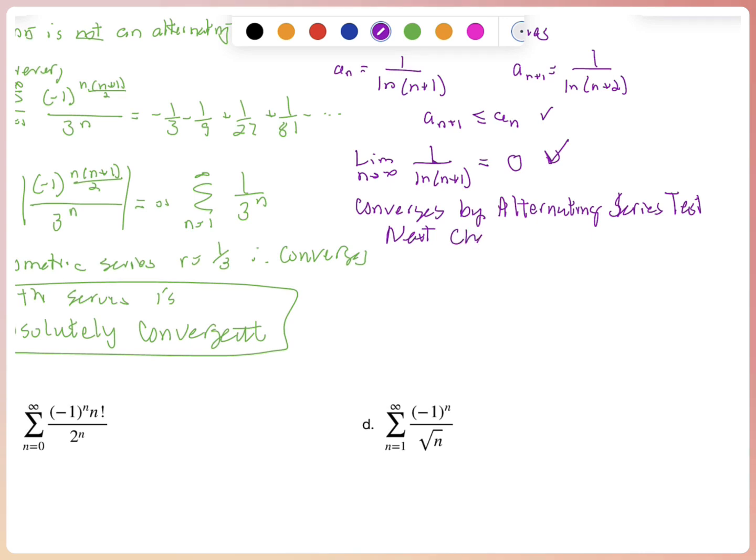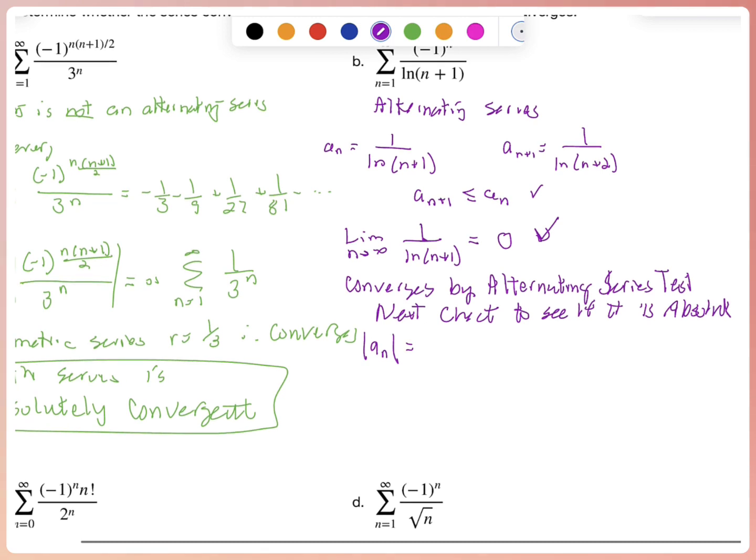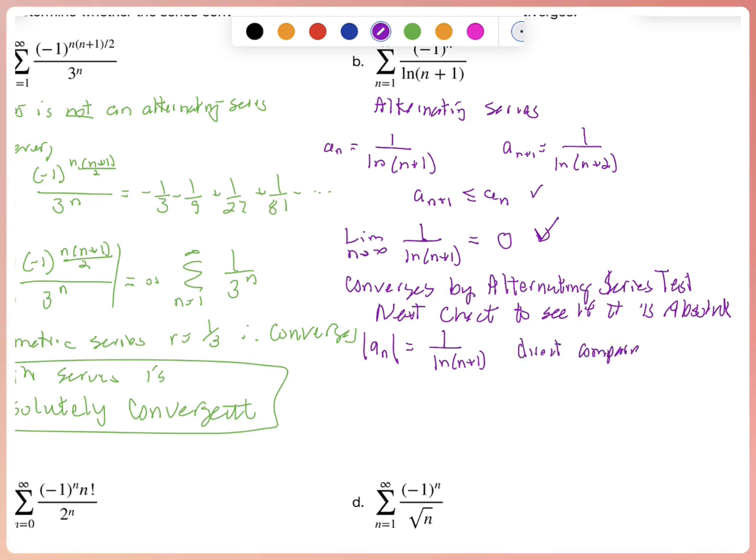Our next step is to check and see if it is conditionally convergent or absolutely convergent. So that means I need to see what's happening to the absolute value of a sub n, which is simply 1 over the natural log of n plus 1. And so let's do direct comparison. We'll compare this to the harmonic series, 1 over n. And remember, we know the harmonic series is a divergent series.